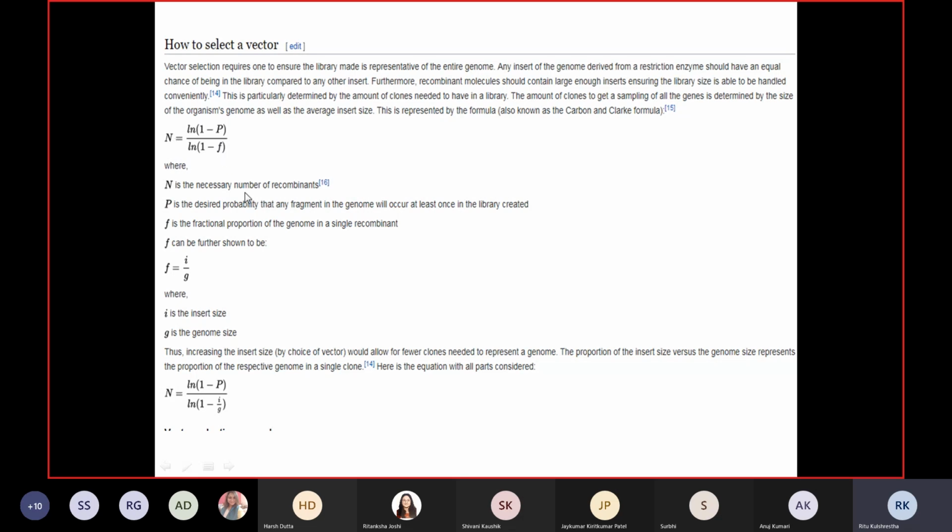P is the probability. Obviously we can't keep 100% ever, so we keep it as 99%. F means the fraction of the genome, and in this case, the fraction of the genome is the insert size. If it is for plasmid vectors, I'll keep it as 10 kb. If it is for lambda replacement vectors, I'll keep it around 23 kb. And G stands for the whole genome size of the organism we are talking about.